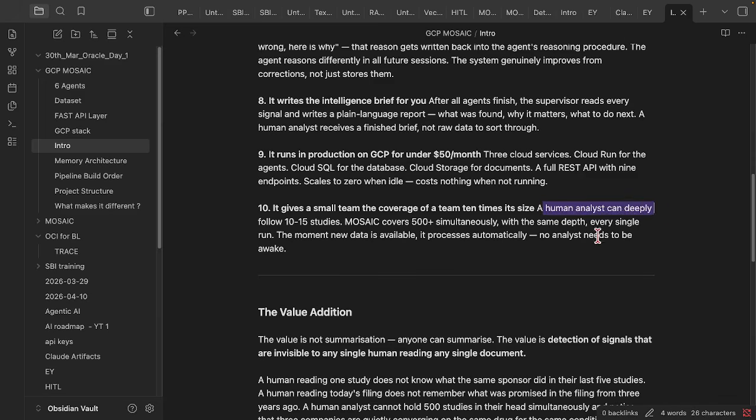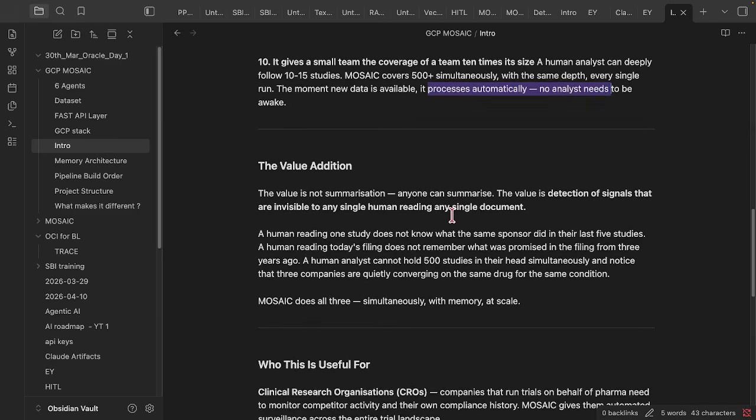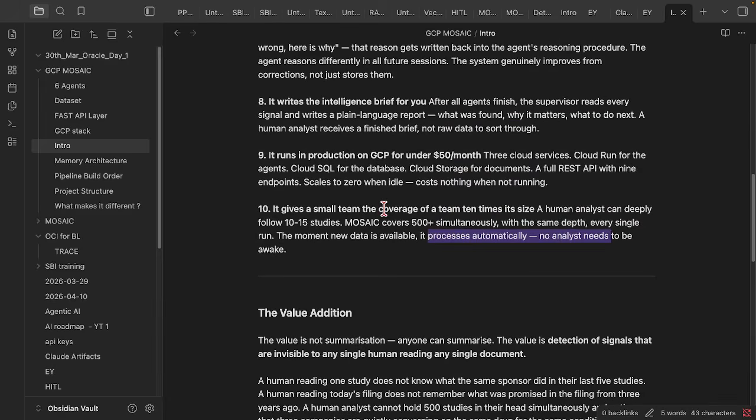A human analyst will have a limit. They can deeply follow 10 to 15 studies, 10 to 15 research papers. But our agent, at this point, works with roughly 150 or so, and it can be easily scaled to 500 research paper documents, or 500, not just research papers, 500 researchers, which is huge. And with the same depth every single run. The moment new data is available, it processes automatically and no analyst needs to be awake, which, guys, is fantastic, let me tell you.